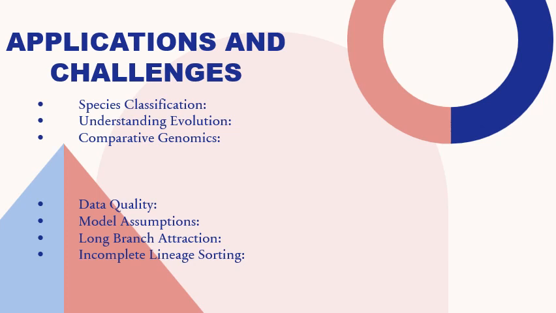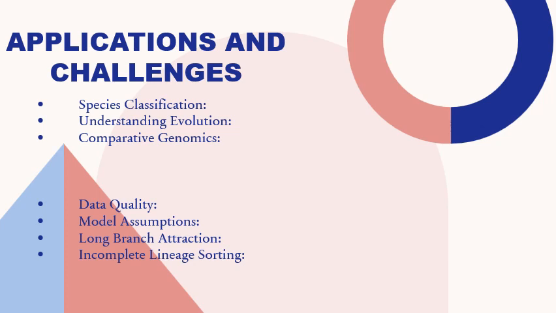Okay, so this slide covers our applications and challenges. So let's start with species classification. Molecular phylogeny helps classify species into hierarchical categories based on their evolutionary relationships. Now we'll move on to understanding evolution. It provides insights into patterns and processes of evolution, including the timing of divergence events. Comparative genomics. It aids in the identification of conserved genes, functional elements, and genomic innovations.